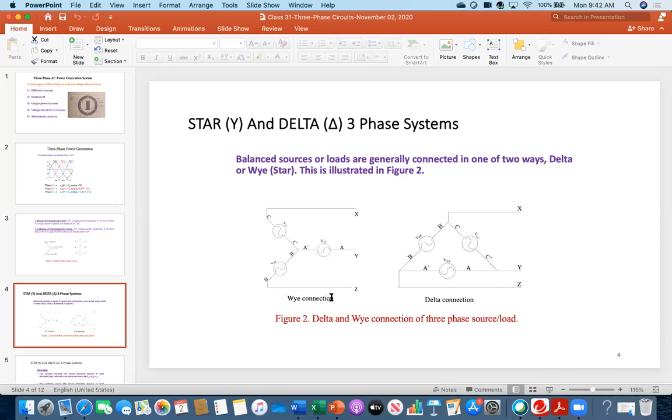In this case, this delta and Y is coming for the three-phase system, meaning that in a three-phase system, the coils could be connected either in this format or in that format. Again, there are relative advantages and disadvantages of these methods. We will be gradually looking at those things, but this is the definition or the structure.